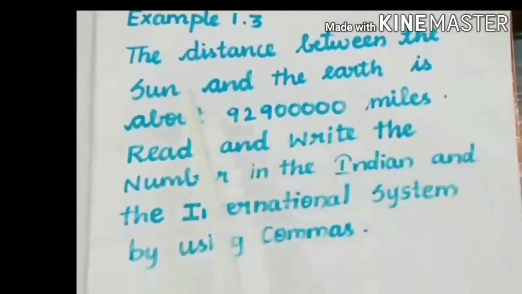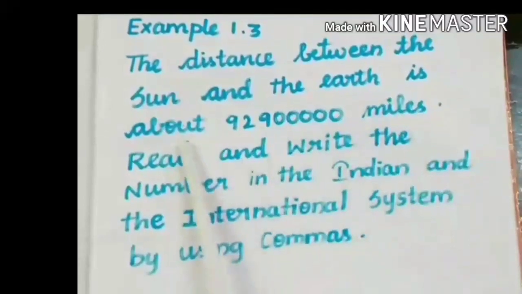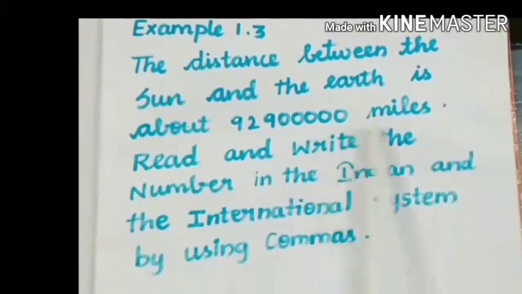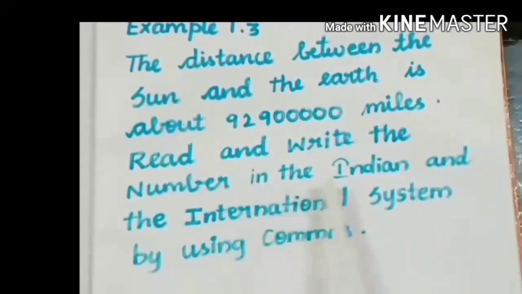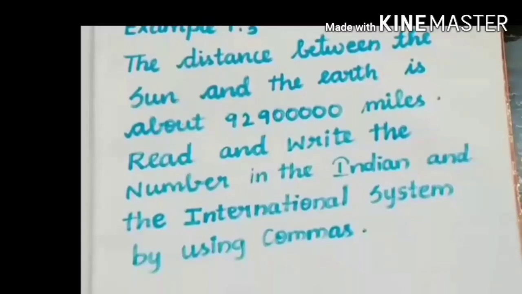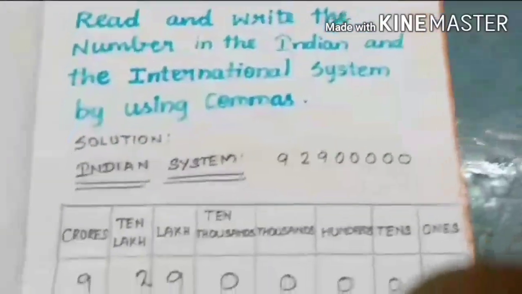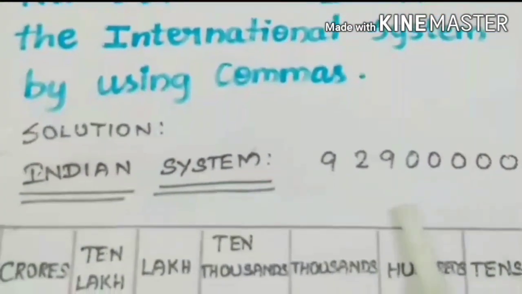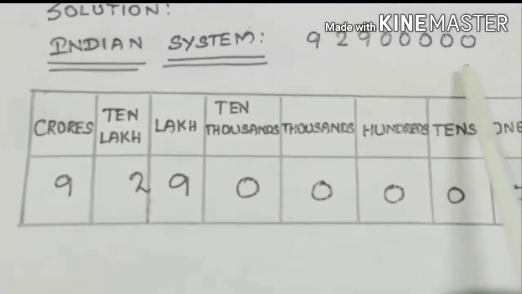And the next one is example 1.3. The distance between the sun and the earth is about 9,290,000 miles. Read and write the number in the Indian and the international system by using commas. First, you have to find the Indian place value, then the international system. The given number is 9290000. You have to write the place value in the chart.